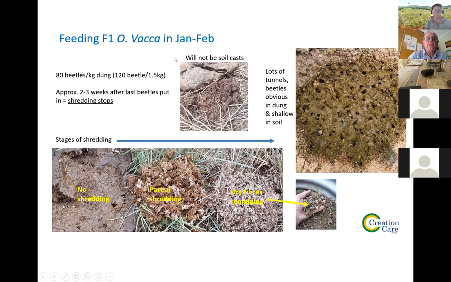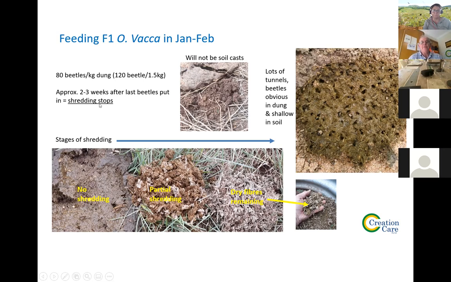So when you get to this point with the F1s, whether you're feeding them in the existing LZ nursery or you move them to the PP, the formula we use is about 80 beetles. It's only relevant to vacca. 80 beetles per kilogram of dung, or 120 beetles per 1.5 kilograms. Those F1 beetles will feed for 2 to 3 weeks. We've measured this. And so you have to feed the F1 beetles 2 to 3 weeks after the last beetles are being put in your PP tent. In other words, until shredding stops.